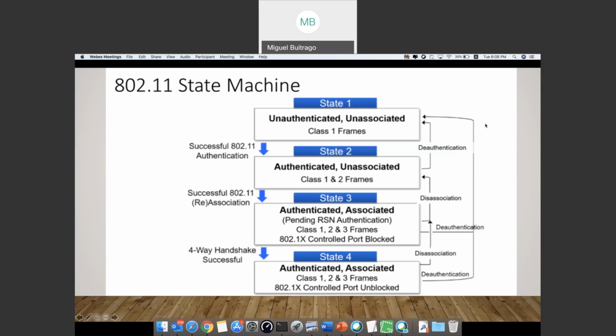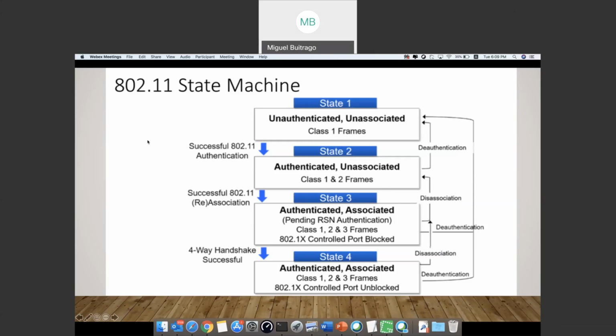So let's get started. Today I will talk about how the 802.11 state machine works. These are the four stages of client connectivity, often referred to as the client state machine. This reflects a relationship between a single client and an AP.